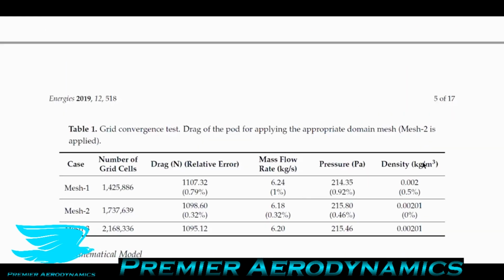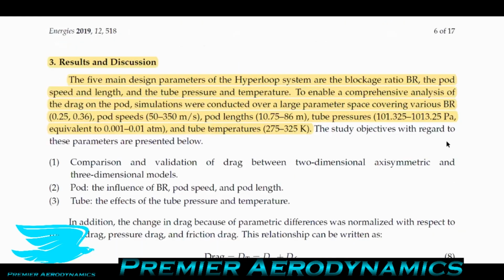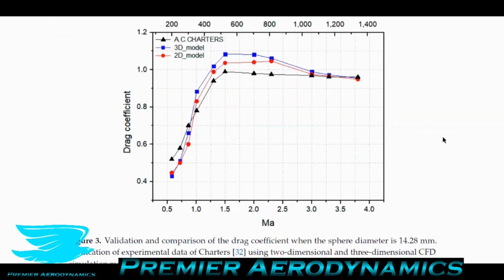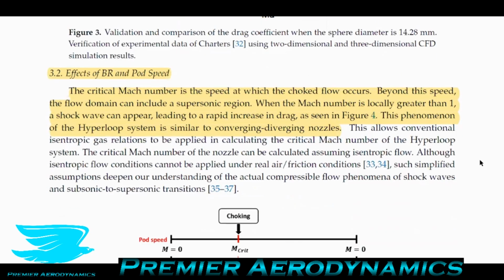So let's move on to some results. The 5 main design parameters of the Hyperloop system are the blockage ratio, the pod speed and length, and the tube pressure and temperature. To enable a comprehensive analysis of the drag on the pod, they did some simulations over these different parameters, with values ranging from very low to moderately high, depending on the parameter. They looked first at the effects of the blockage ratio and the pod speed. The critical Mach number is the speed at which the choked flow occurs, so when the flow reaches sonic anywhere along the object.